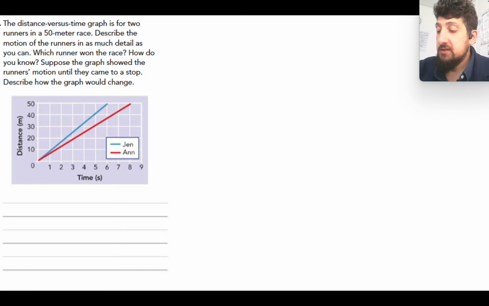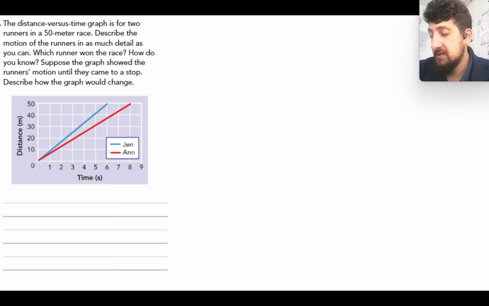Okay, so here's another graph, and this is a distance time graph. So it's a describe the motion of the runner in as much detail as you can. Which runner won the race? How do you know? Suppose the graph showed the runner's motion until they come to a stop. Describe how the graph would change. Okay, so we've got 2 runners here. We've got Jen and Anne, and they're both racing.